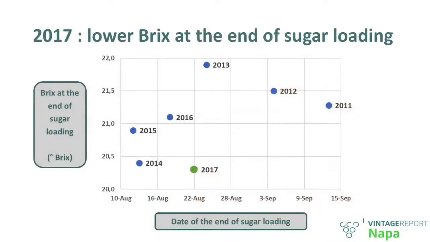Then, if we look at the average behavior of the last 7 years, we are looking at the brix at the moment of the sugar loading stop, according to the date of the beginning of the plateau. So you can see that 2017, in terms of date, is more or less in the average, the 22nd of August, but the brix at the beginning of the plateau is lower than the 6 last vintages. And so the explanation would be that with a shorter period of loading, in fact, 1 week was missing to load more sugar and to reach more brix at the beginning of the plateau, as an effect of the heat wave.